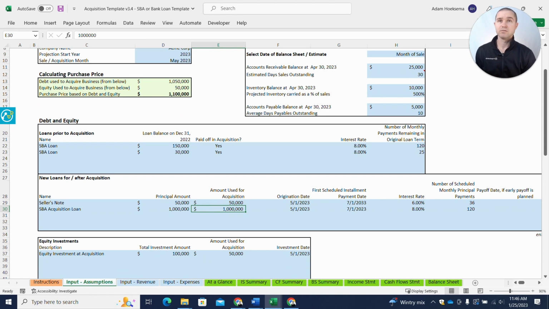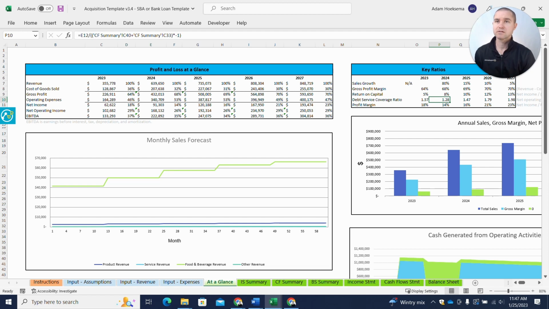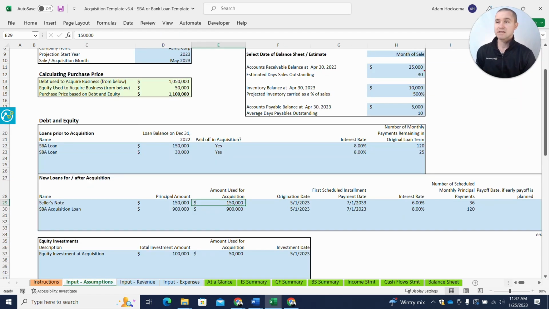So what could we do? Well, we could increase the seller's note instead of the SBA loan. We can change the SBA loan back to $900,000 and instead make the seller note $150,000. And when we do that, when we come back to that at a glance, we're still in good shape. We're still above the 1.25. Why is that? That is because this seller's note really doesn't impact cash flow since you're not making any payments on it until 2033. So it doesn't impact that debt service coverage ratio.